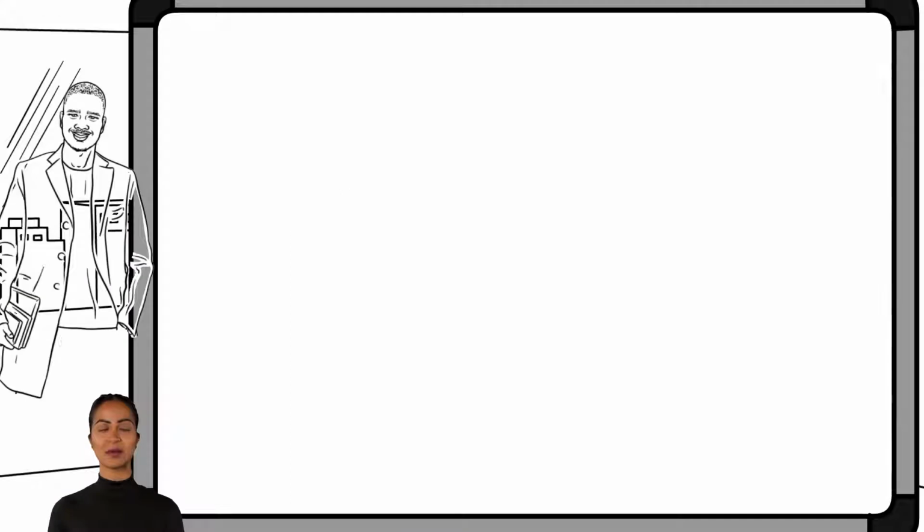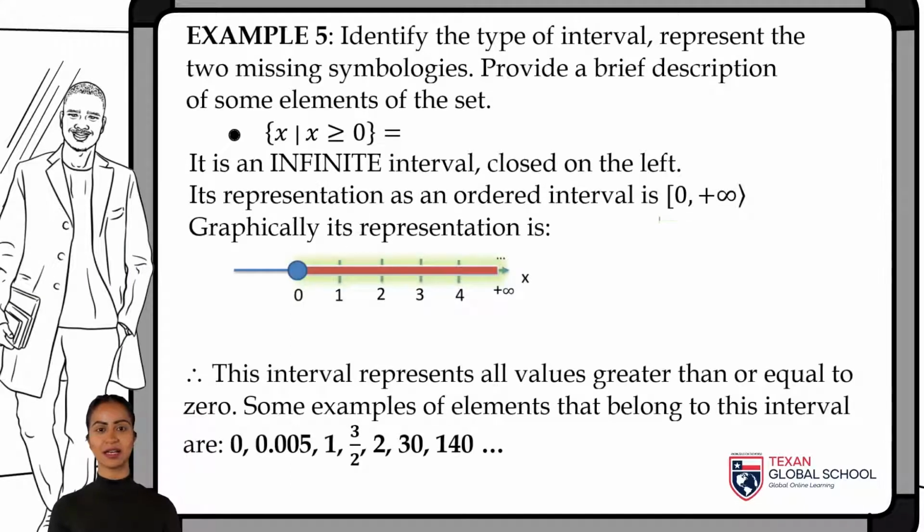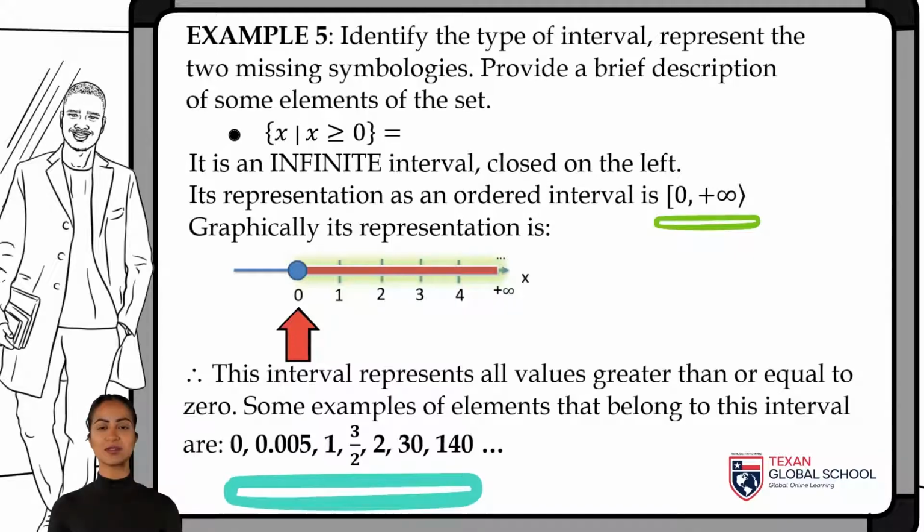In this last example, we can see that it is also an infinite interval, but closed on the left. This interval represents all values greater than or equal to 0. Some examples of items that belong to this interval are 0, 0.005, 1, 3/2, 2, 30, 140.